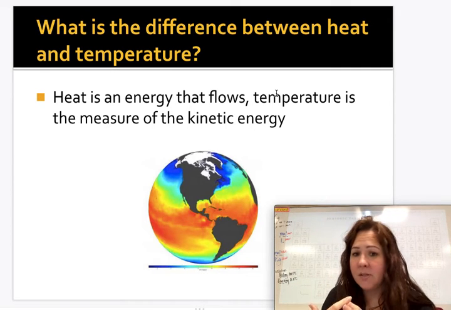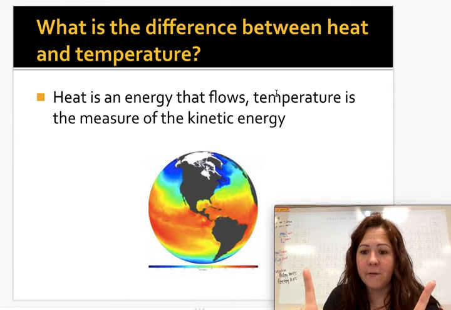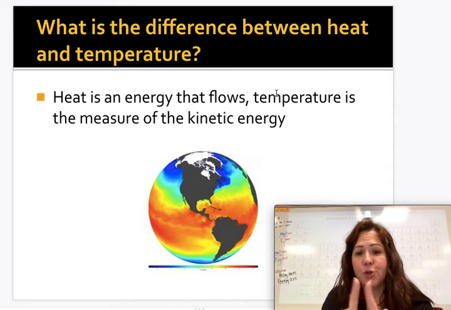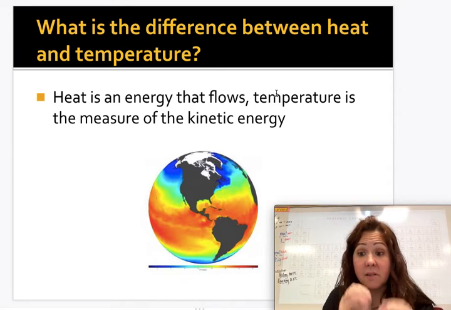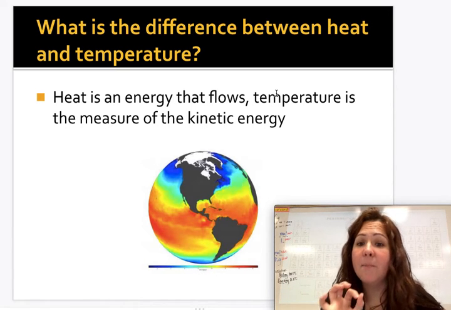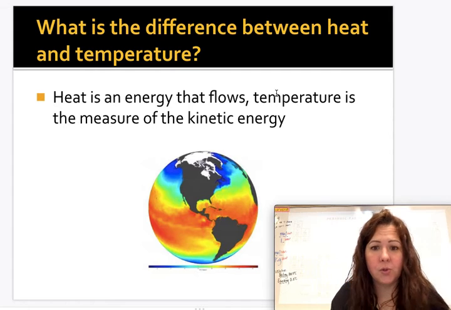They're not measured in the same unit. So as we look through this unit, we need to think about that they are two different things. Yes, they are related, but they are not the same thing that we can use interchangeably with one another. Heat is an energy that flows. It is measured in a joule. Temperature is how much kinetic energy something has, how fast or how slow those little particles are going.